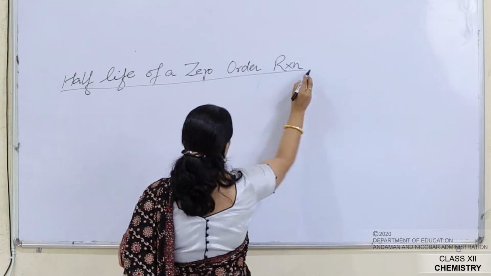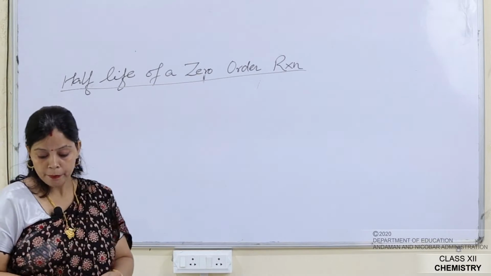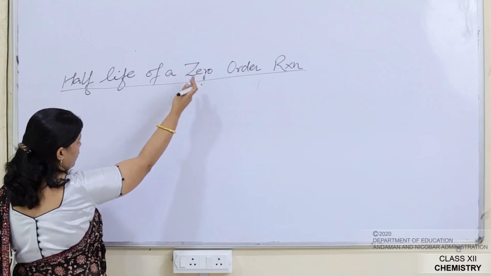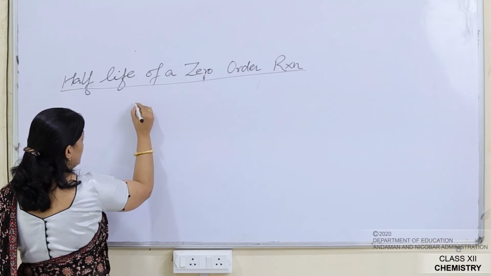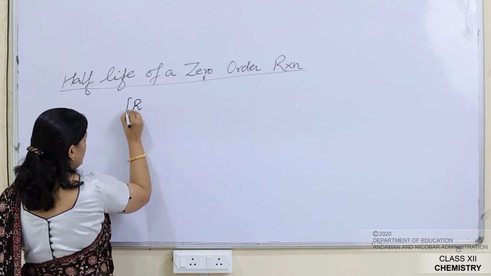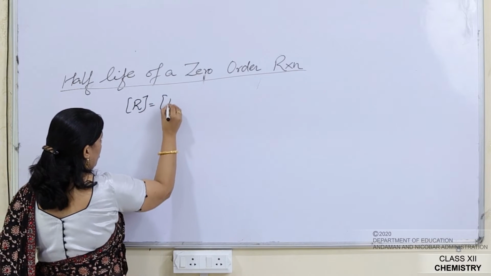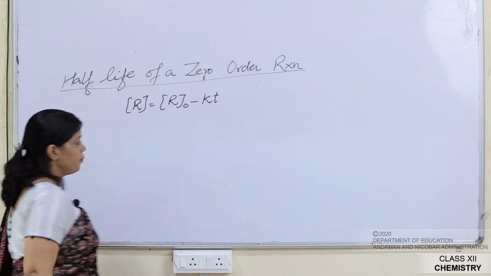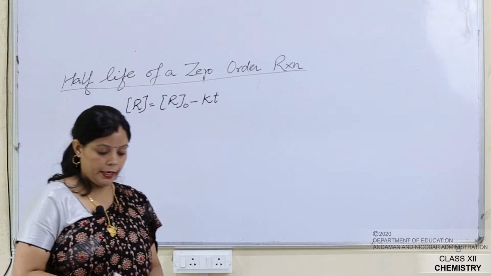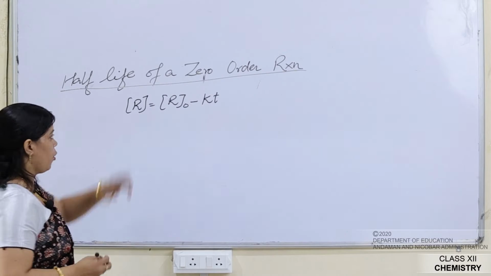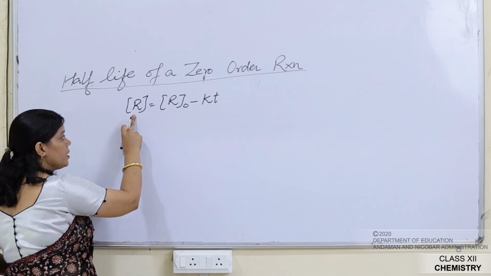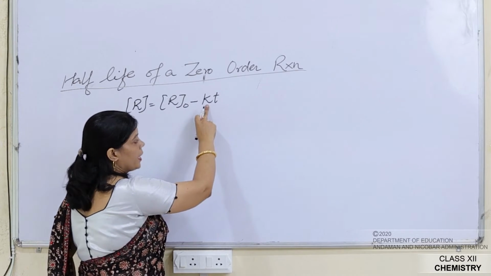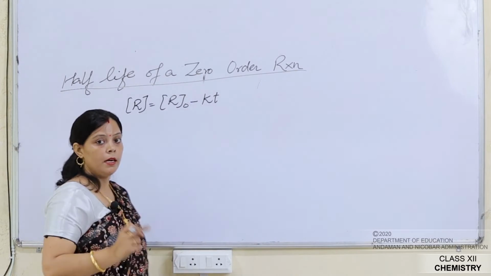Half-life of a zero order reaction. What is the integrated rate equation for the zero order reaction, which we have already derived in the previous class? That is R is equal to R naught minus KT. This is the integrated rate equation for the zero order reaction. Here R is the final concentration of the reactant, R naught is the initial concentration of the reactant, K is the rate constant, and T is the time.